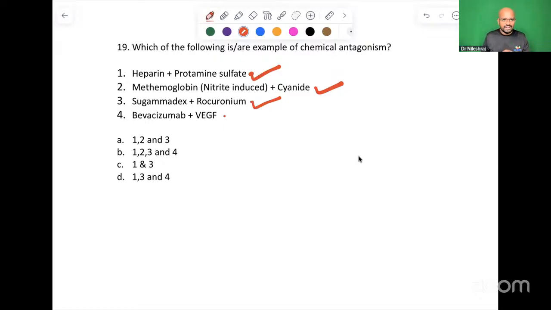Bevacizumab with vascular endothelial growth factor. Please note down that all the monoclonal antibodies are actually chemical antagonist concepts. Please note monoclonal antibodies are nothing but chemical antagonism. Not only bevacizumab, any monoclonal antibody, if it is targeting a particular molecule, will come under chemical antagonism. That's why the answer for the question is, as most of you have guessed, 1, 2, 3, 4. All of these 4 will be the answer for the question.